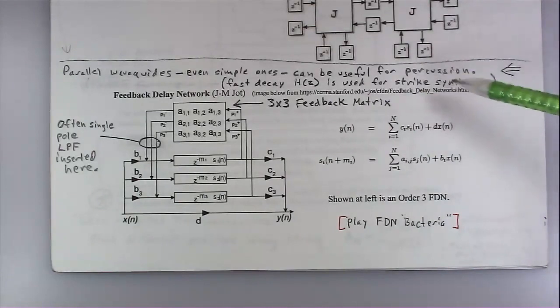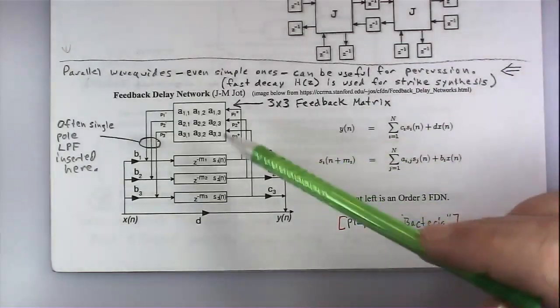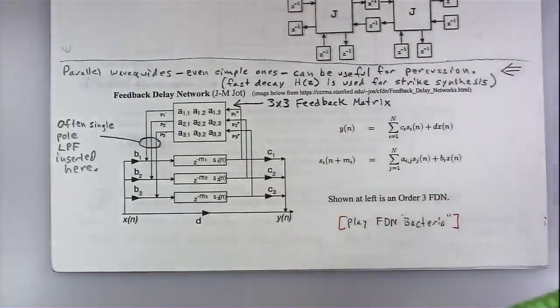One of them is parallel waveguides. Even simple ones can be really nice for percussion. But there are also feedback delay networks. Now, I hope I'm not putting the wrong intention on somebody here, but I believe these were originally done really because people wanted to do room reverberation.